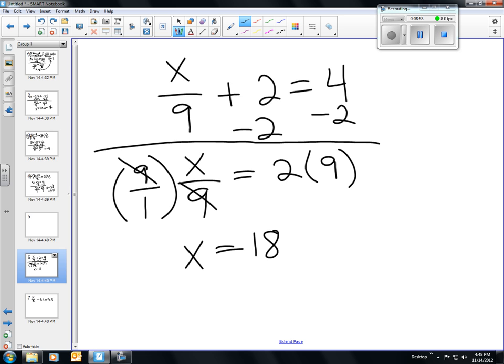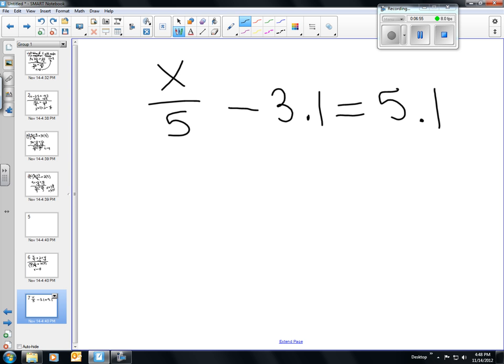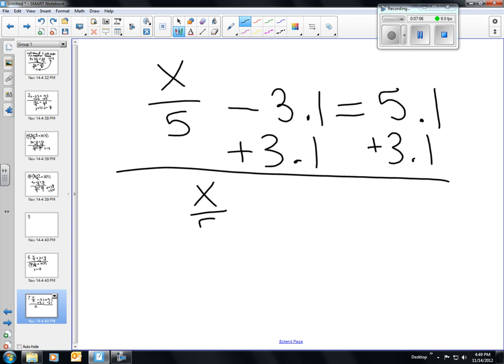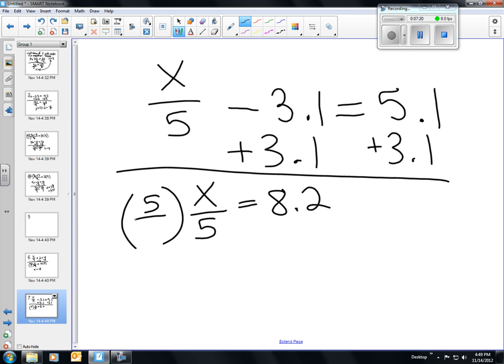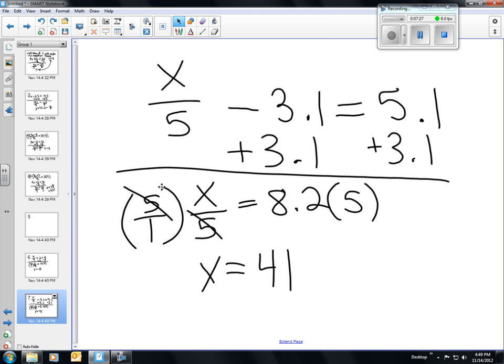And the last example, again, we're going to start by adding 3.1 to both sides. And then we're left with x over 5, or x divided by 5, is equal to 8.2. And then, to continue, if we take x and divide by 5, to undo that, we need to multiply by 5. And the 5's will cross divide. And I'm going to say that x is going to be equal to 41 in this case.